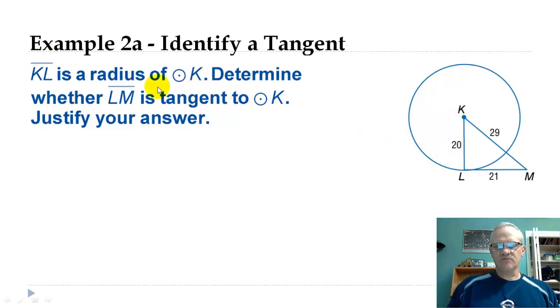And what it's saying is, first of all, KL is a radius, so this is a radius. We want to know, is LM tangent to the circle? Is this line tangent? Well, what would tell us that that line was tangent? The only way to know that that would be tangent is if angle L was 90 degrees. So we say, well, that's what we're trying to do, is figure out, can we know for sure that angle L is 90 degrees?